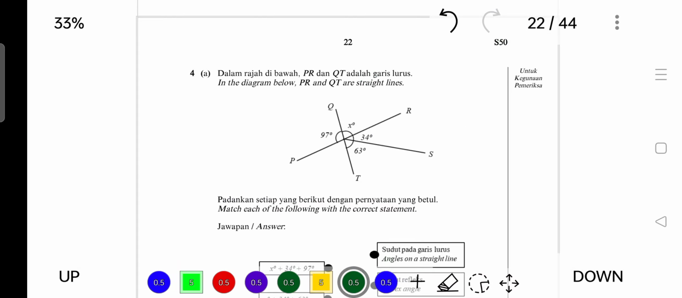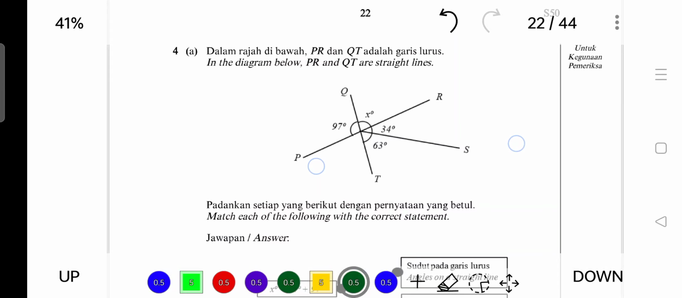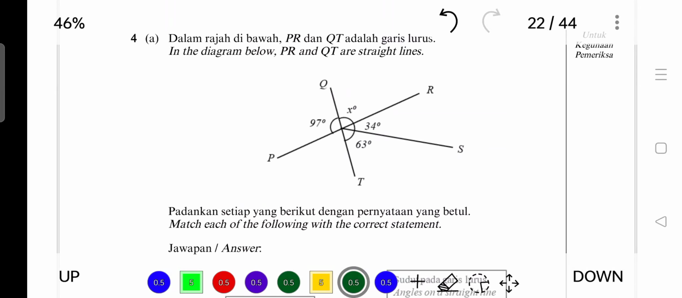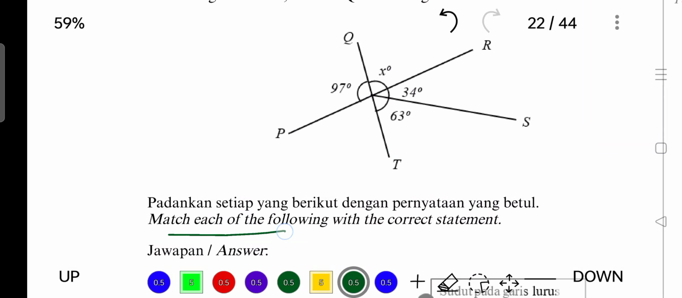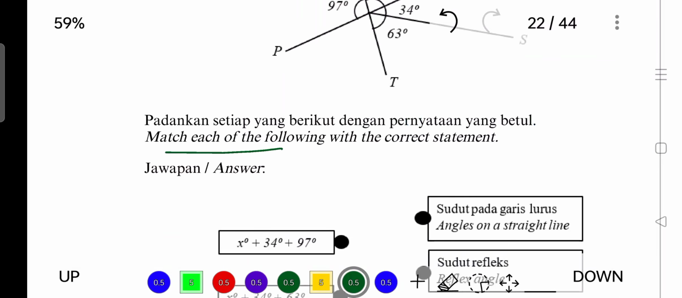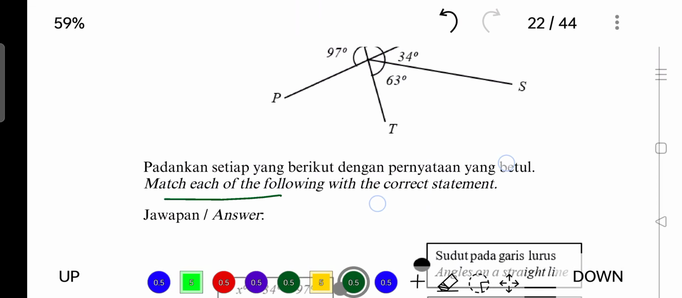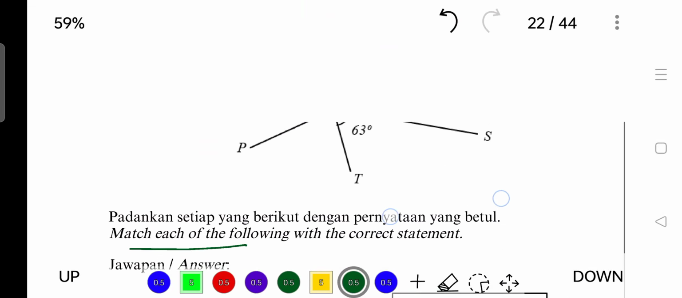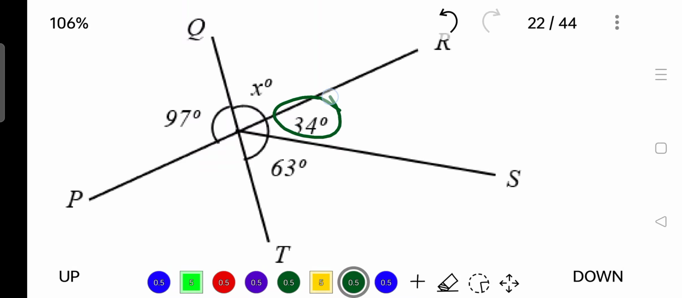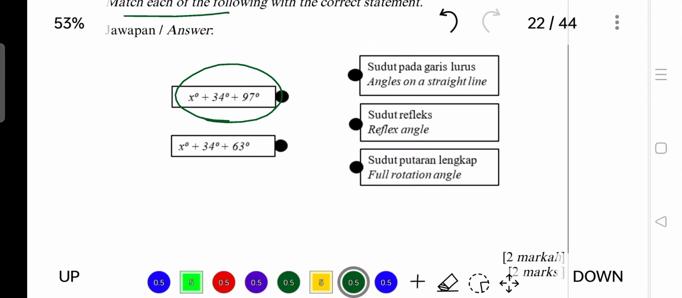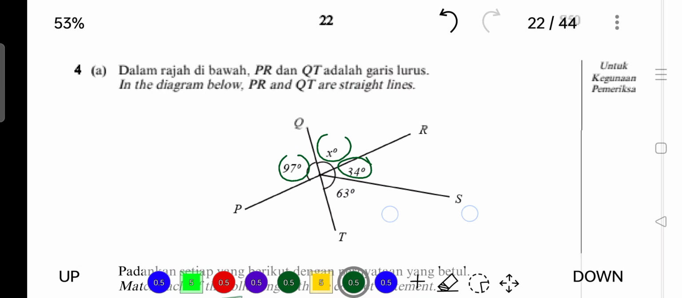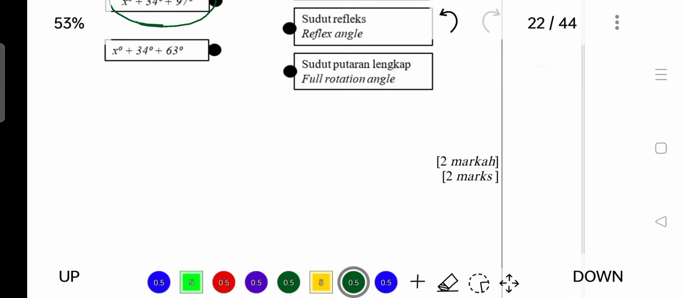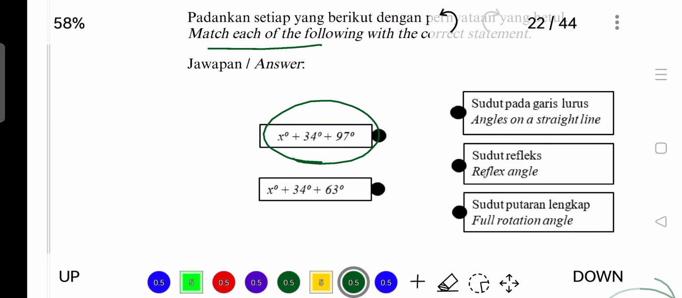Alright, question number 4. In the diagram below, PR and QT are straight lines. Alright, so you just have to match each of the following with the correct statement. Come, let's look at x plus 34 plus 97. X, 34, 97. What can you say about that? Okay, if you don't know what to say, look at the marks first, 2 marks given.